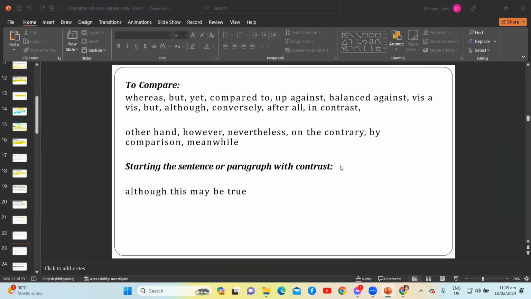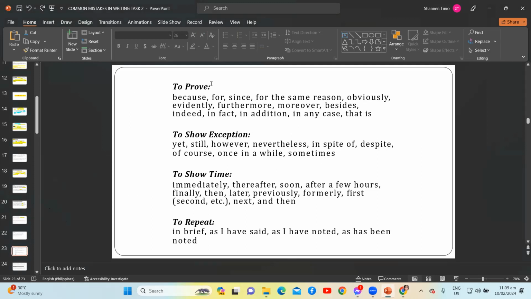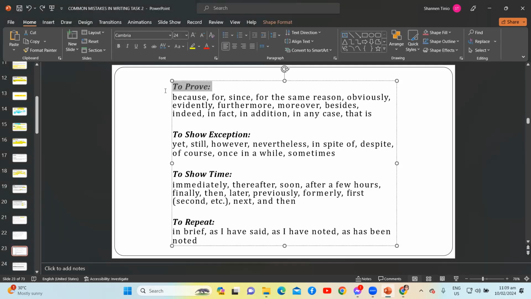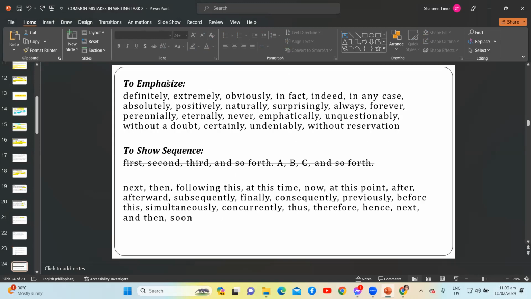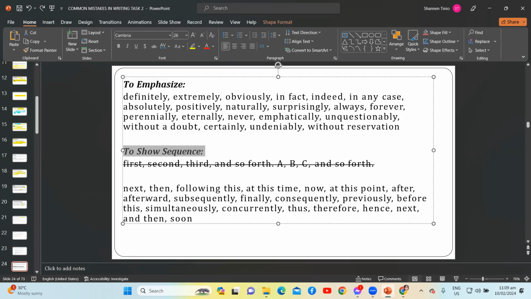But anyway, yun nga, to compare, you can use these transition words. Starting the sentence or paragraph with contrast: Although this may be true. And there are other transition words to prove, to show exception, to show time, to repeat. I believe that you will be provided with handouts kung gusto nyo pong ma-retain to. Or if you want, take a screenshot of it right now.